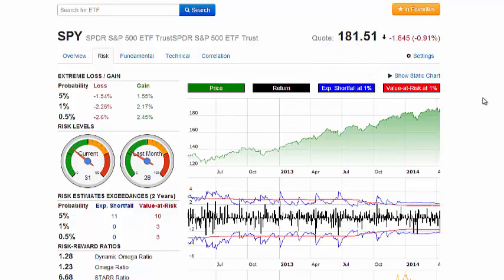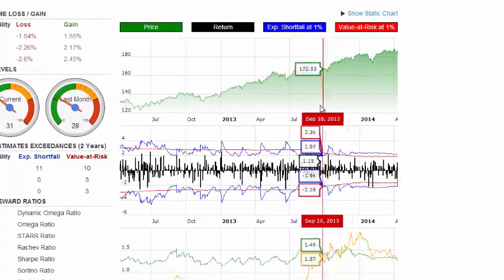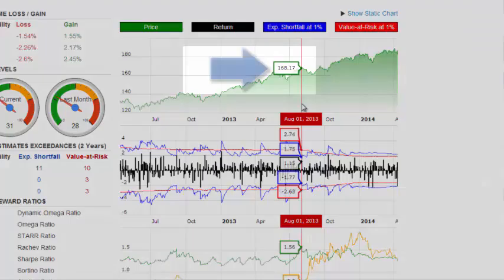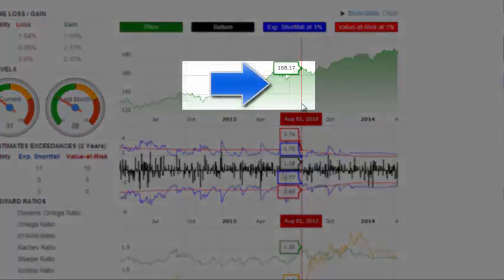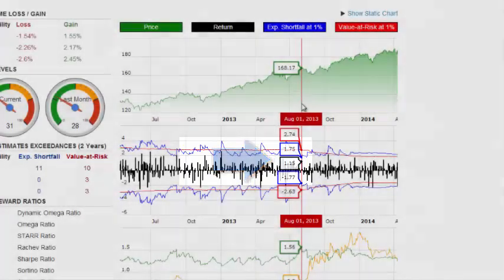Using the Dynamic Chart control, we can now hover over the charts to see any specific point in more detail. For example, on August 1st, 2013, we see that the price was $168.17 and the return level was a positive 1.15%.